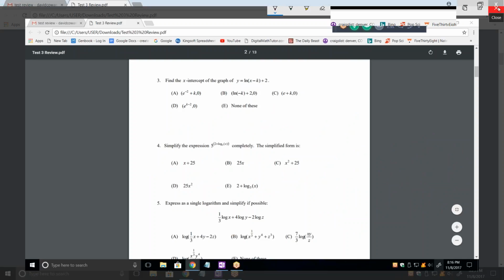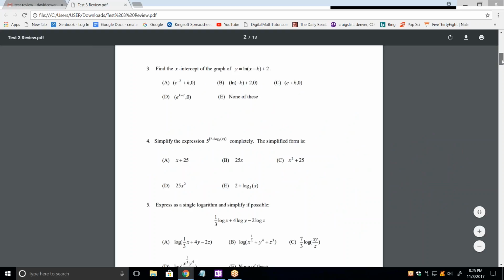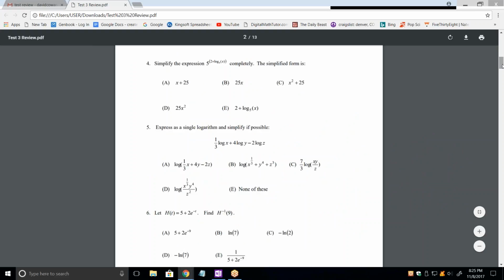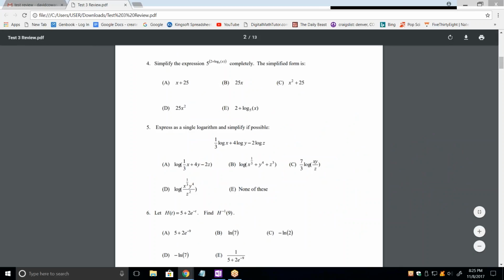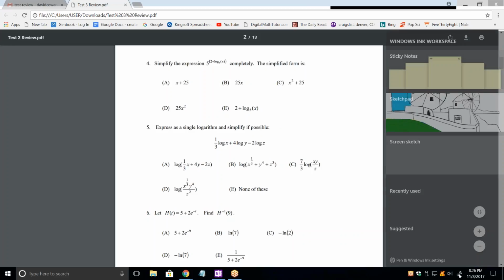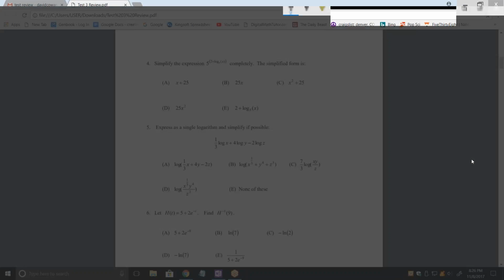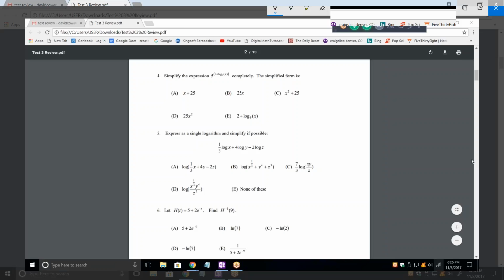Okay, let's scroll down to 4. Simplify the expression. Are all your tests multiple choice? Part of them are, part of them aren't. And I believe later in the review it gets to the other answer, like examples of short answers. Okay.